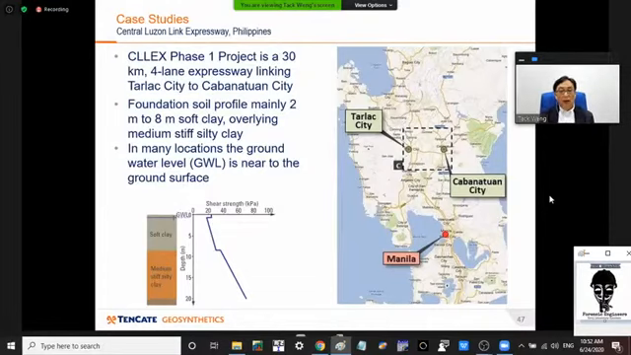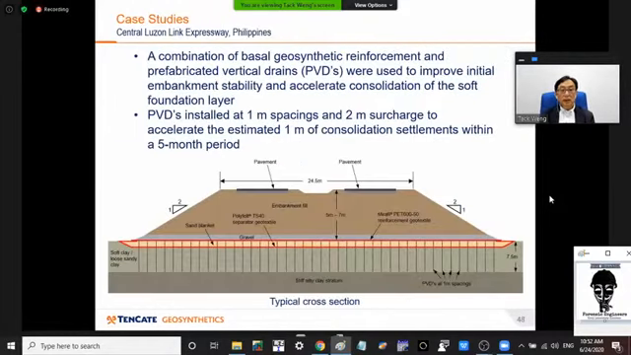Now I'll very quickly take you through two case studies. This is in the Philippines. It's the Central Luzon Link Expressway project, a 30-kilometer, 4-lane expressway linking Tarlac City to Cabanatuan City. The foundation profile has about 2 to 8 meters of soft clay, and it overlies medium stiff silty clay. In many locations, the ground is actually waterlogged. Here's the diagram showing the cross section.